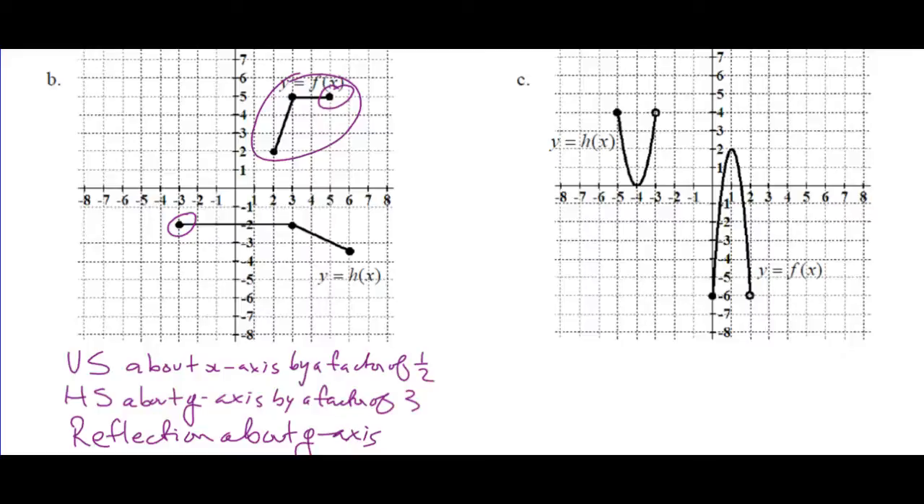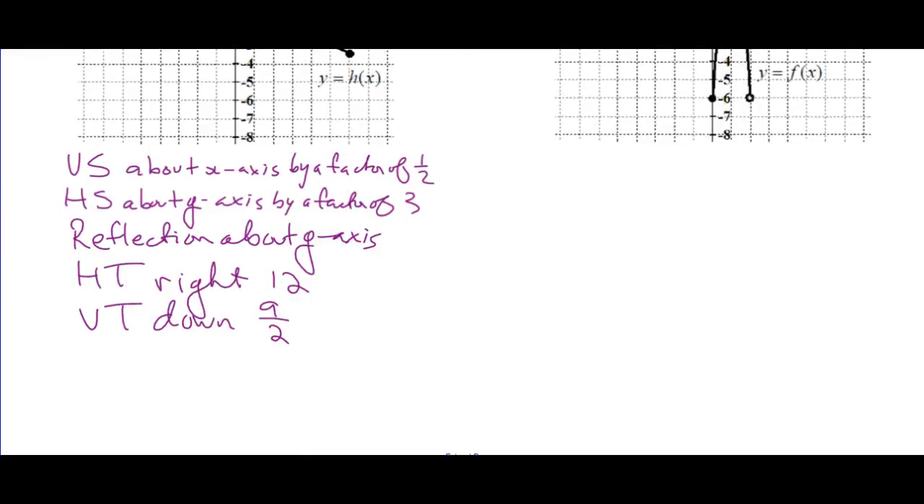I'm going to reflect it about the y-axis. It is now at negative 15, 2.5. I need to move from negative 15 to negative 3. That's going to be right 12. I need to move from 2.5 down to negative 2. So I'm going to go down 2.5 and then down another 2, which is down 4.5, which we convert to 9/2. There we are.